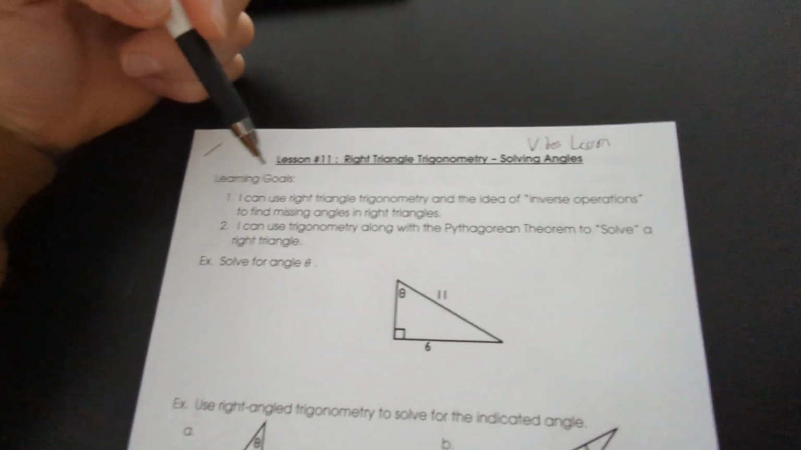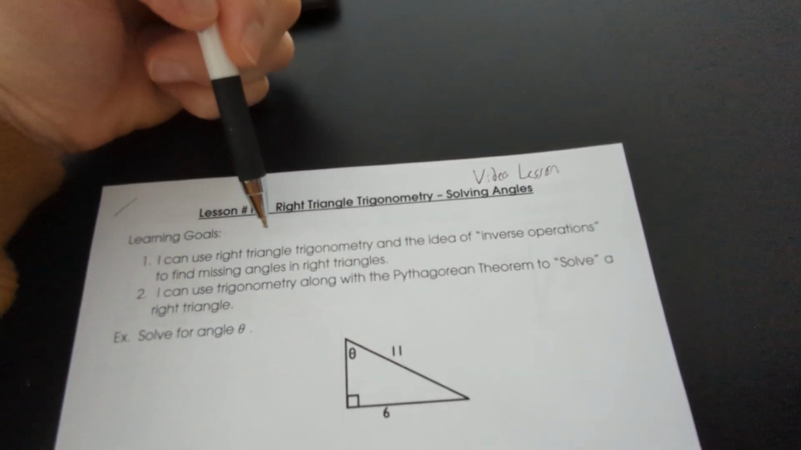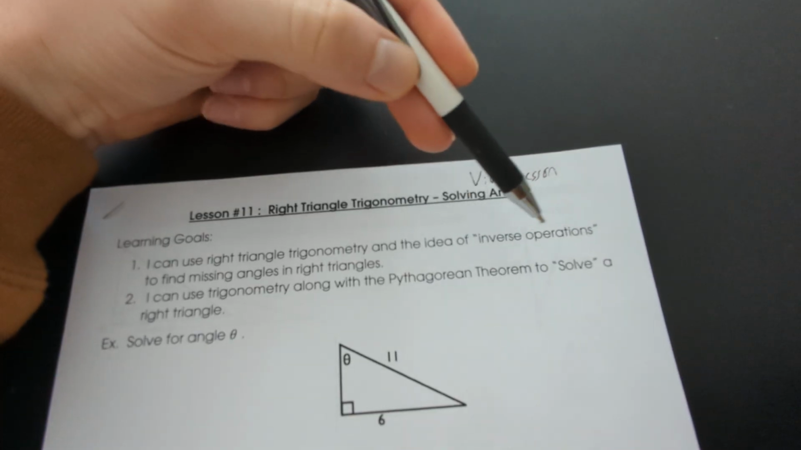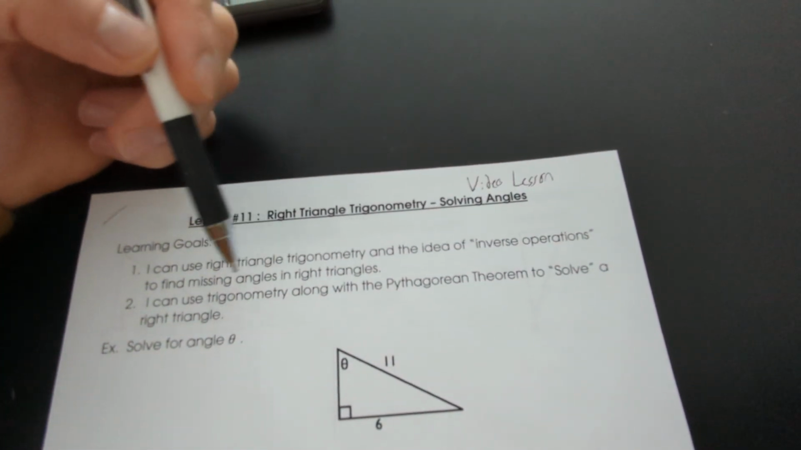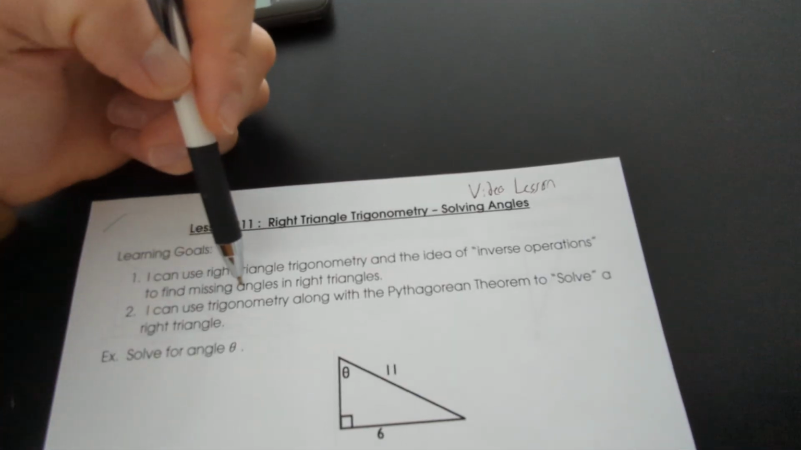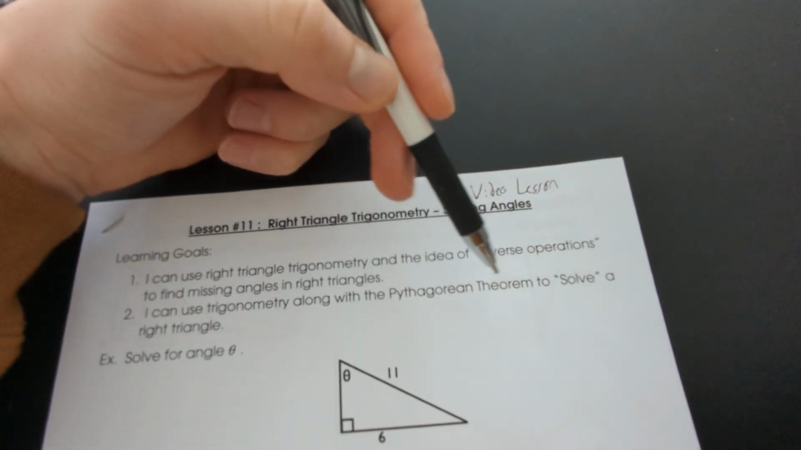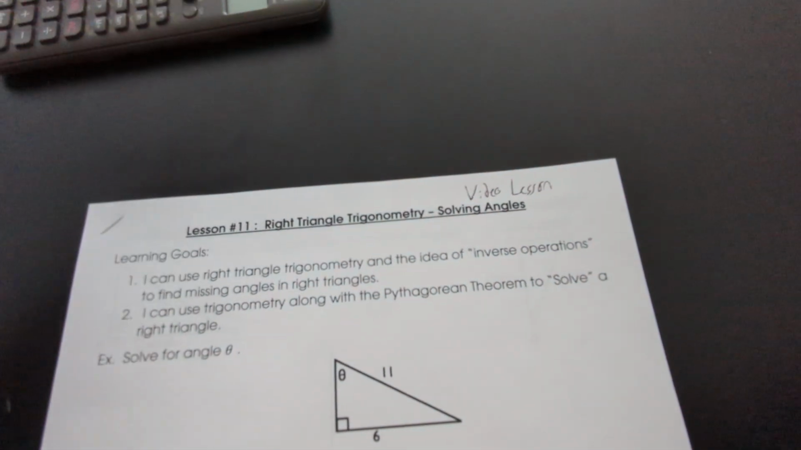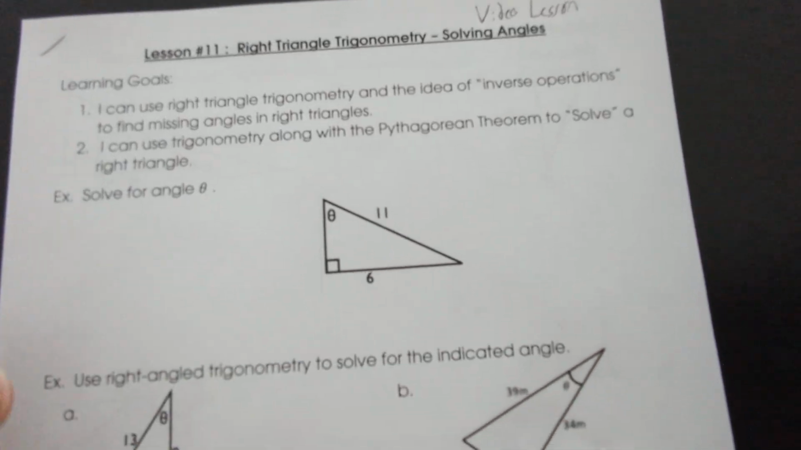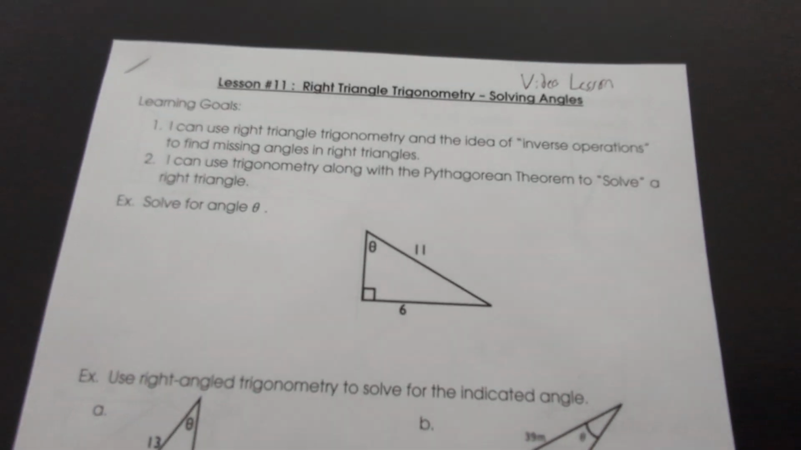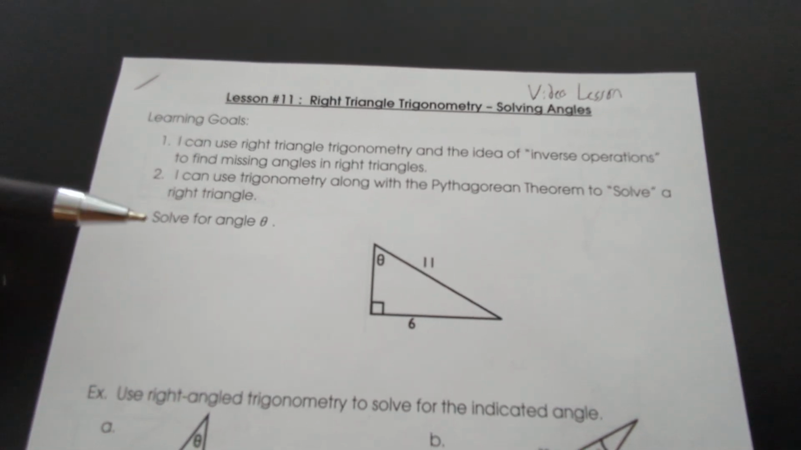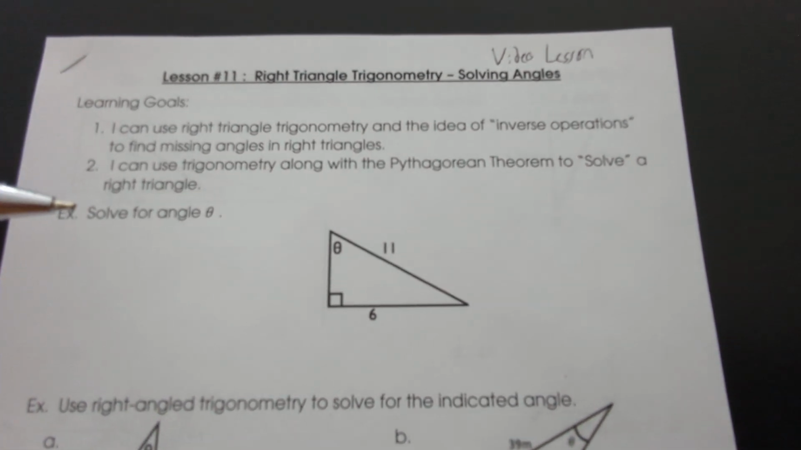Learning goals today: I can use triangle trigonometry and the idea of inverse operations to find missing angles in right triangles. And I can use trigonometry along with the Pythagorean theorem to solve a right triangle. Basically, the difference between this lesson and lesson 10 is that on lesson 10 we found sides, and on this lesson we're going to find angles.